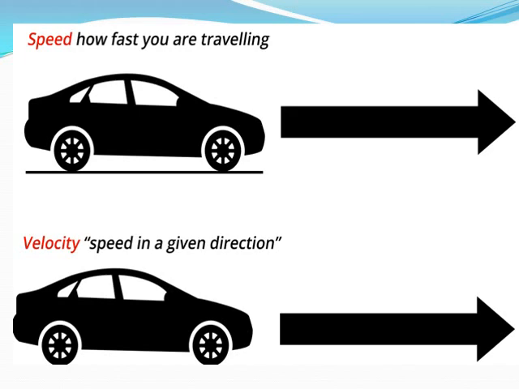Look at these two figures, these two cars. Speed, how fast you are traveling. Velocity is speed in the given direction. We can also say speed plus direction makes velocity. Means velocity is also how fast you are traveling in a specific direction. So speed is a directionless quantity, a scalar quantity, and if you express speed in a specific direction, it becomes the velocity of a body.